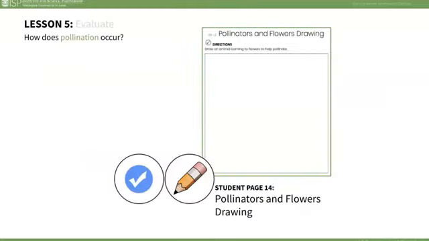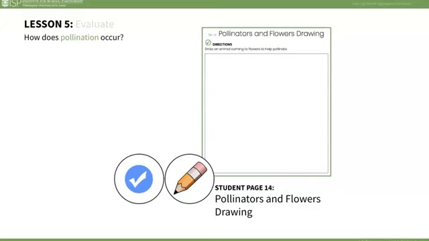Finally, ask the class, why are insects, especially bees, important for growing food? Have students draw insects or birds coming to flowers to help pollinate on their Pollinators and Flowers drawing sheet found on student page 14. Ask students, what did we figure out in this lesson that might help us describe the bean plant video from lesson 1? What new questions do we have?